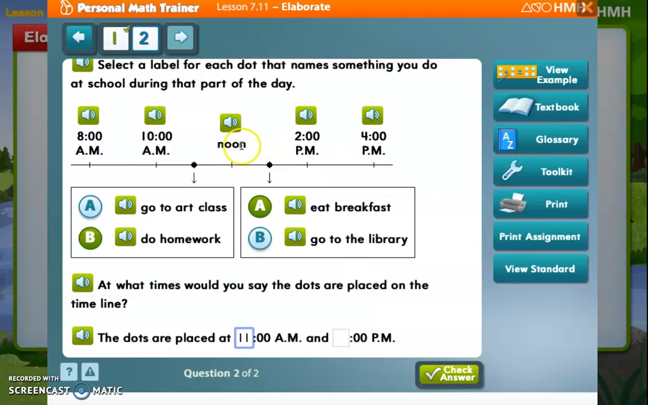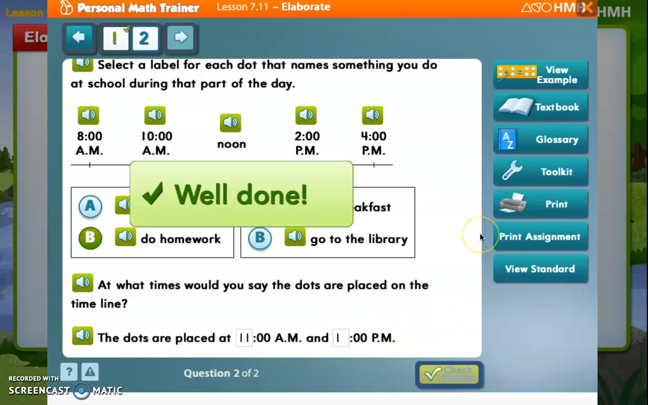And then our second dot is in between 12 p.m. and 2 p.m. So we can probably say that this dot right here is showing 1 o'clock p.m. All right, let's check our answer. Well done! All right, good job.